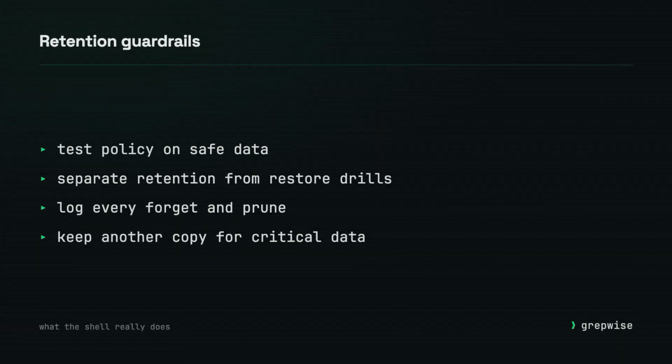Retention is where backup systems become dangerous. Deleting old snapshots may be correct, but only after you understand legal retention, ransomware dwell time, restore point objectives, and repository health. Start with conservative policies, keep logs, and do not combine first-time retention changes with first-time prune on the only copy of critical data.